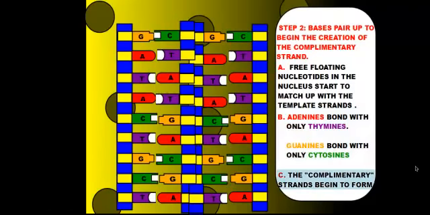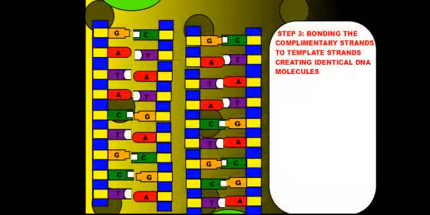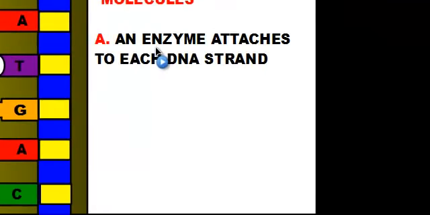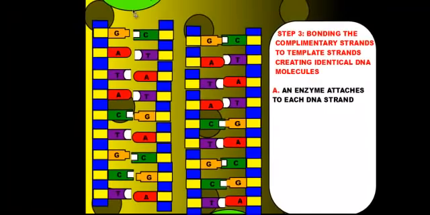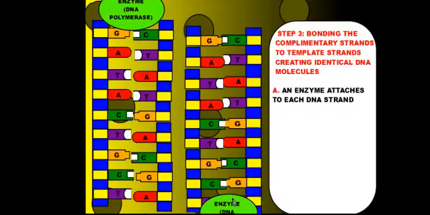Once your complementary strands start to form, we're then going to move on to the third and final step of replication. Now that we have our complementary strands organized here, what's going to happen next is the bonding of the complementary strands. So when the complementary strands are bonded to the template strands, we're going to create our two identical DNA molecules. So the first thing that needs to happen in step 3 is this. You need to have an enzyme attached to each DNA strand. In this case, the enzyme that attaches to the DNA strands is called DNA polymerase. And that's what these green structures are.